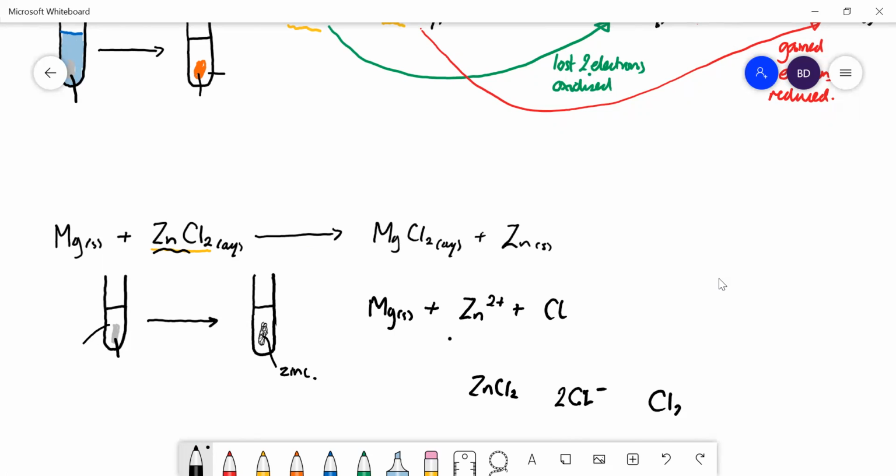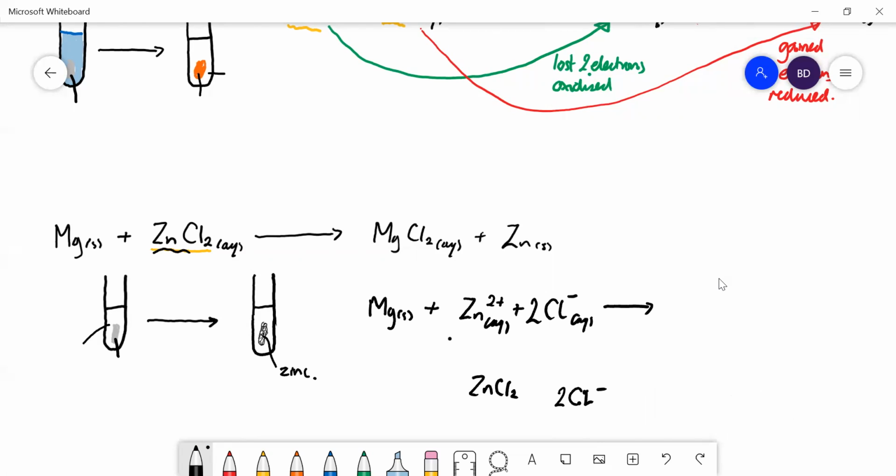If you wrote Cl2-, that would imply that you've got two chlorines covalently bonded to each other, with the whole thing having a minus charge on it, which of course is not what happens. So yeah, you just need to be careful to write that down. It's 2Cl- there. And they're both in aqueous solution.